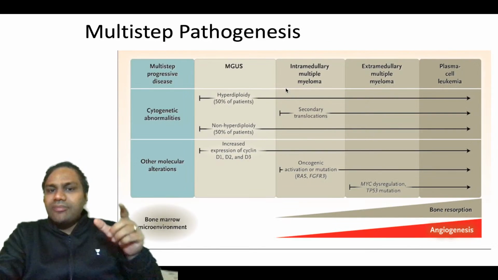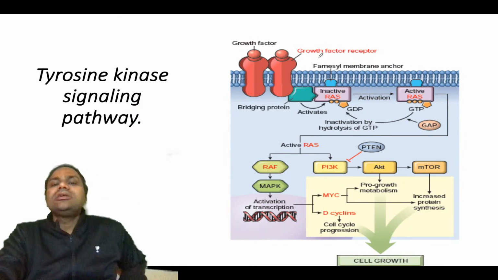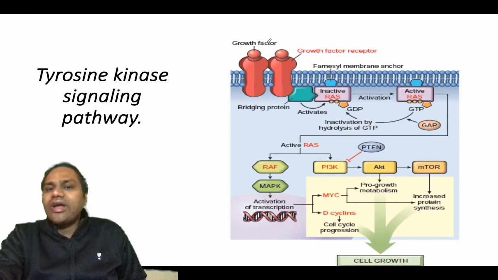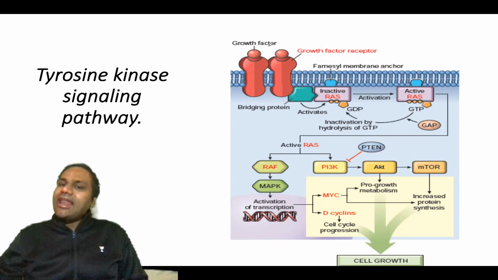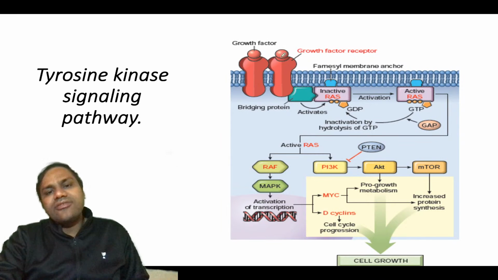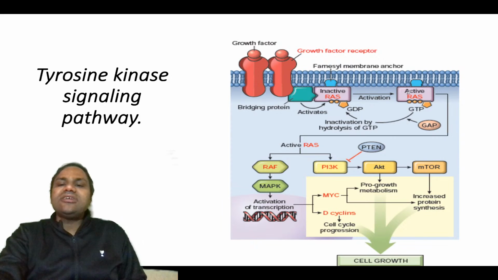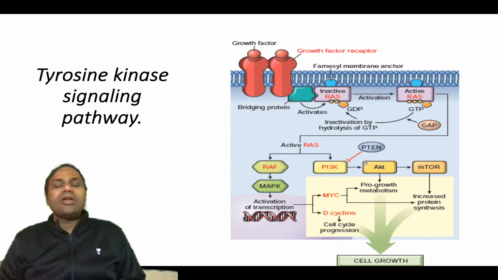Now what we have done in our general class: there can be a problem with the growth factor or the growth factor receptors. The tumor can act such that there is continuous activation of the growth factors and of the growth factor receptors. This activation of growth factor receptors results in activation of the RAS pathway, and activation of the RAS pathway will activate the RAF and PI3K pathway. This is the tyrosine kinase receptor signaling pathway, and it is very important when you talk about the pathogenesis of any tumor. Most tumors are associated with pathogenesis by this tyrosine kinase signaling pathway.